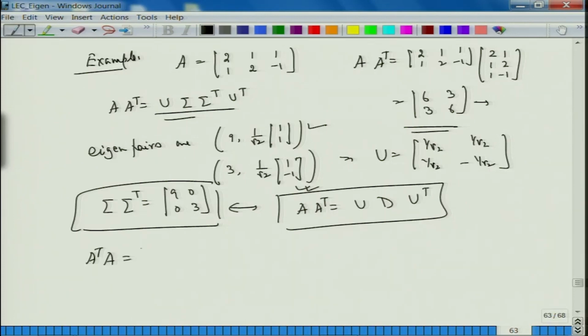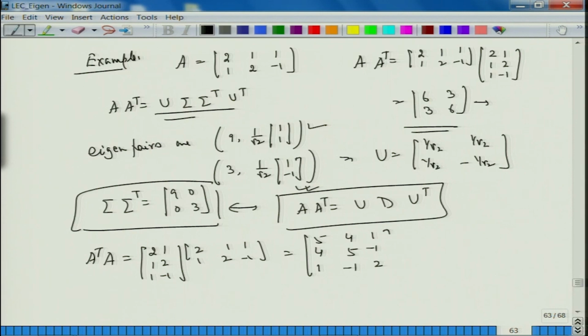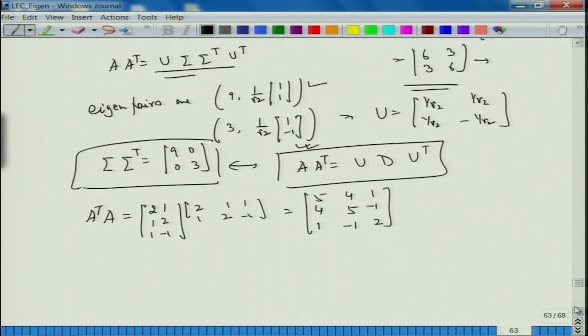A transpose A is [2 1; 1 2; 1 -1] times A [2 1 1; 1 2 -1], which is equal to, multiply this by 2, 4 plus 1 is 5, 2 plus 2 is 4, 2 minus 1 is 1, I hope I am correct, I do not know, 1, 2 plus 2 is 4, 1 plus 4 is 5, minus 1, multiply this by 1, so just add, so it is 1 here, minus 1 here, and 1 plus 1 is 2. I hope I am correct, it is symmetrical, I hope it is correct, all right, fine.